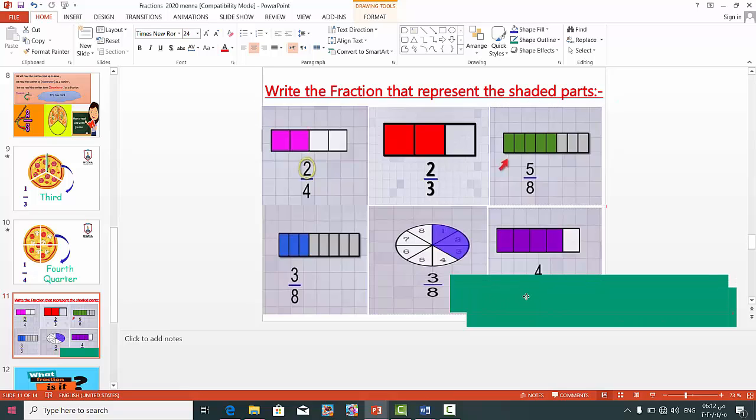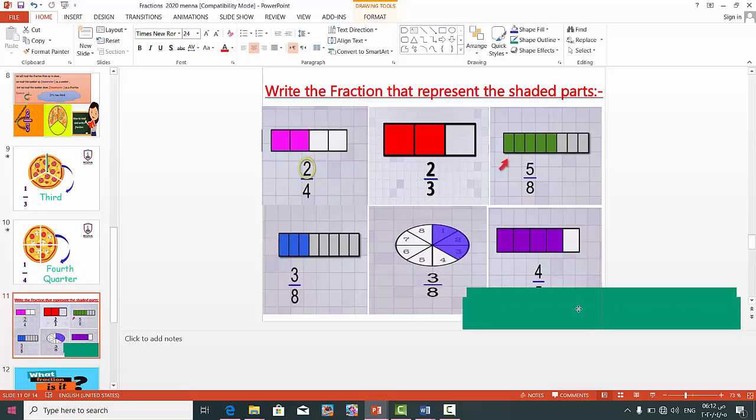Let's have another exercise. Here, how many colored parts? 1, 2, 3, 4. So the number which is up will be 4. Again, my students, let's count how many colored parts here. 1, 2, 3, 4. So I will write in the numerator number 4. What about the denominator? The total parts. 1, 2, 3, 4, 5. So I will write 4 over 5.